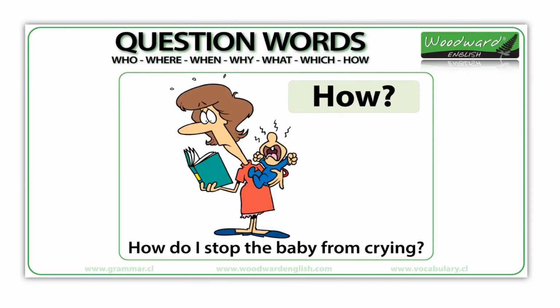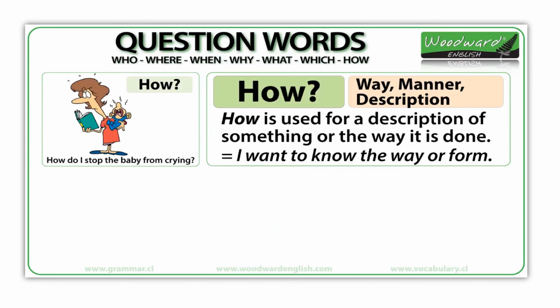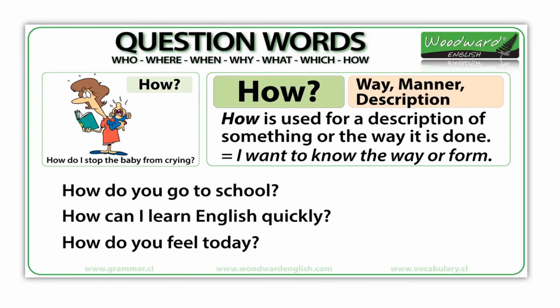How? How do I stop the baby from crying? How is used for a description of something or the way something is done. It means I want to know the way or form. How do you go to school? This means I want to know the way you go to school. How can I learn English quickly? How do you feel today? Here I want a description of how you are right now, or how you feel.